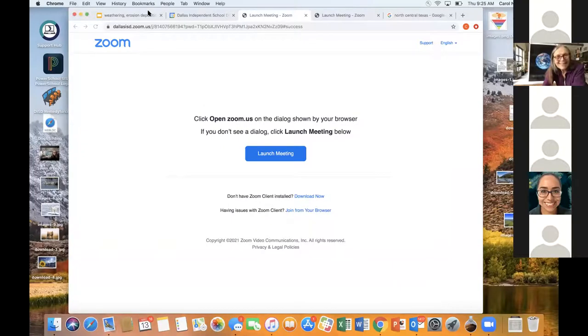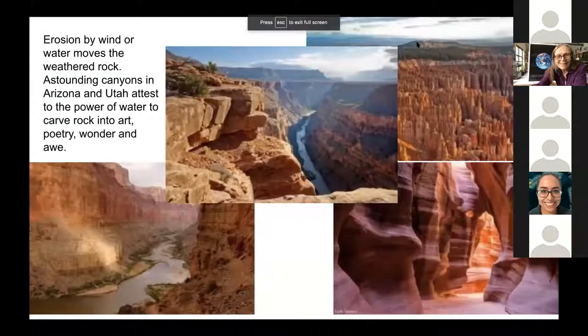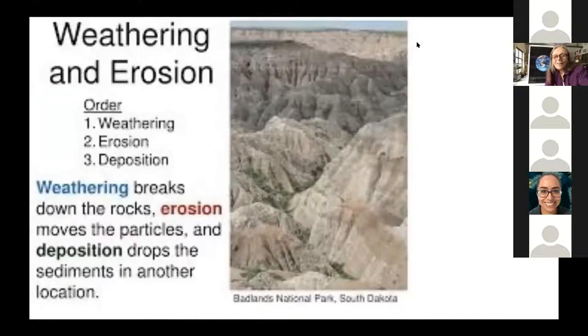Hello, welcome to my classroom. So today we're talking about weathering, erosion, and deposition. And we're going to focus a little bit on textures and compare and contrast the different ecoregions and how they experience weathering, erosion, and deposition. So let's look at some pictures, since we can't be in all those places at once, can we? Okay, here, and go back to the beginning. There we go. So weathering, erosion, and deposition.